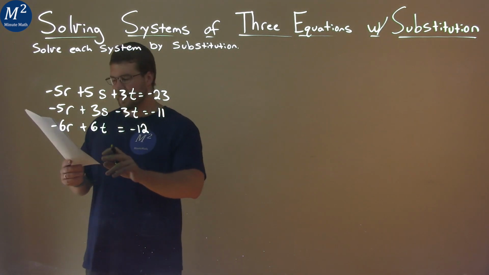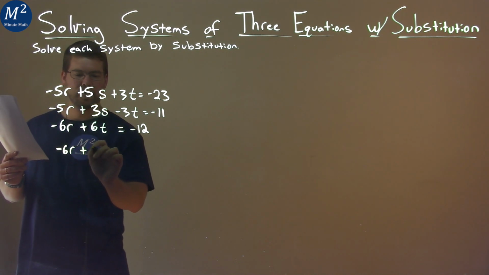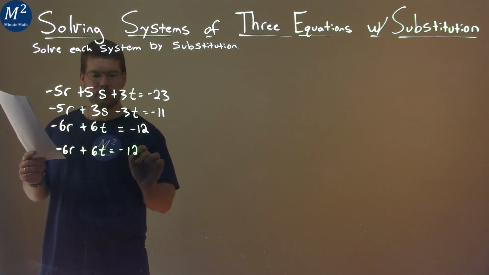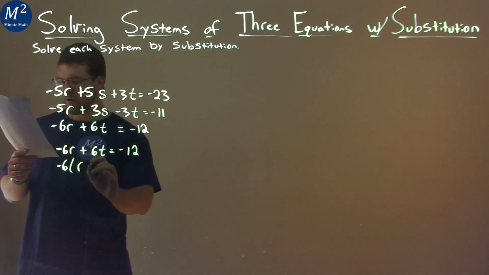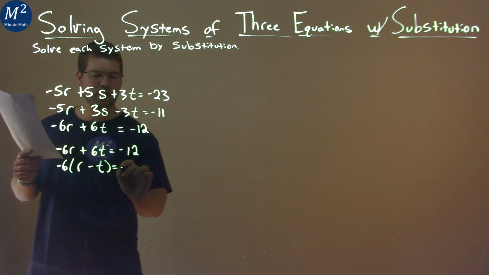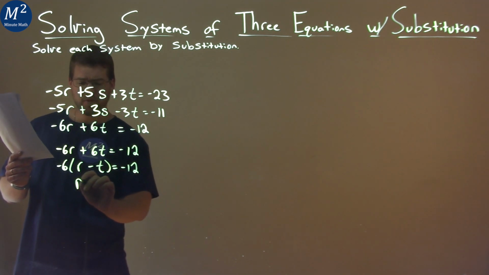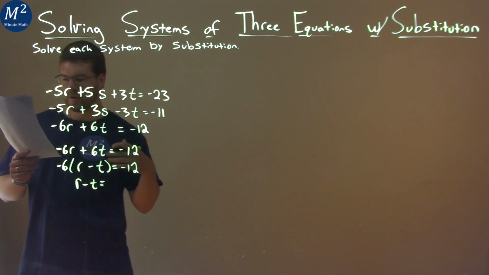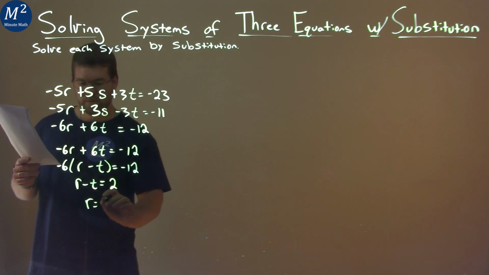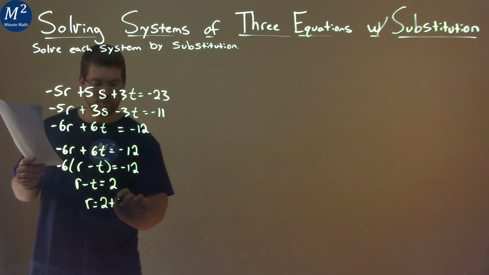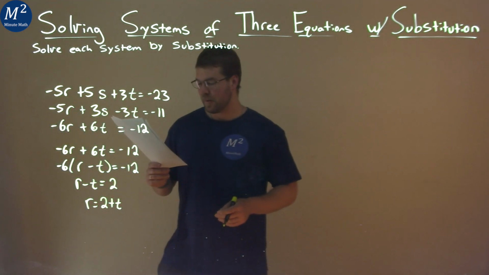Well, first thing I'm looking at is this last equation. We'll rewrite it here: negative 6r plus 6t equals negative 12. If I pull out a negative 6, I am left with r minus t, and that's equal to negative 12. Divide both sides by negative 6, and we're left with r minus t equals, well, negative 12 divided by negative 6 is a positive 2. Add a t to both sides, and r equals 2 plus t. And so right off the bat, it looks like it's going to be an easy problem, but it's not. Let's be honest here.